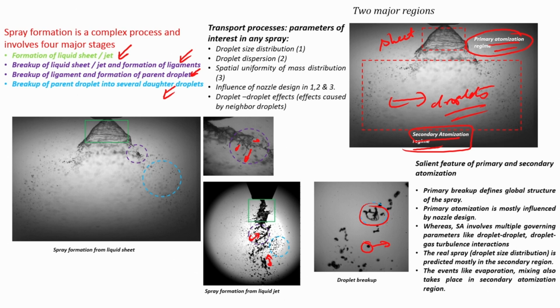There are different parameters of interest over here: the droplet size, the droplet dispersion, the spatial uniformity, the nozzle through which these droplets are coming out, and the droplet effects, that means one droplet sees another droplet in its neighborhood, what does it do. Primary breakup will define the global structure. The primary atomization is influenced by the nozzle, and there are other parameters, not just the nozzle, the flow field and others. Secondary atomization involves basically the flow and the droplet interaction.